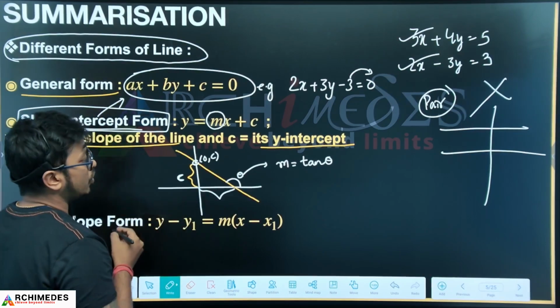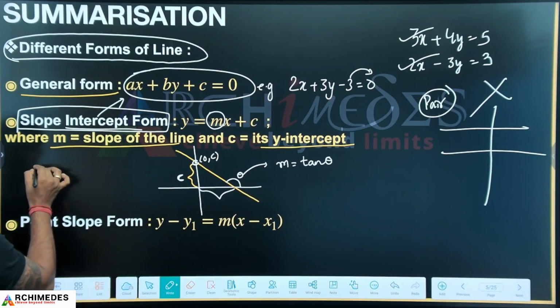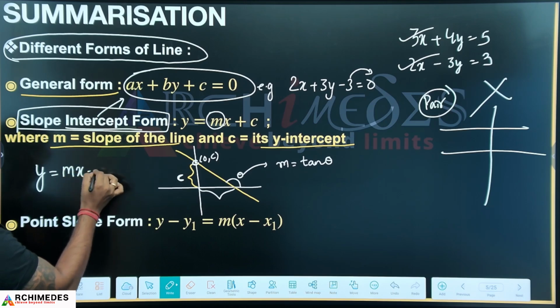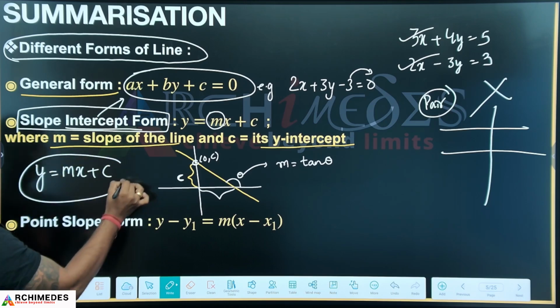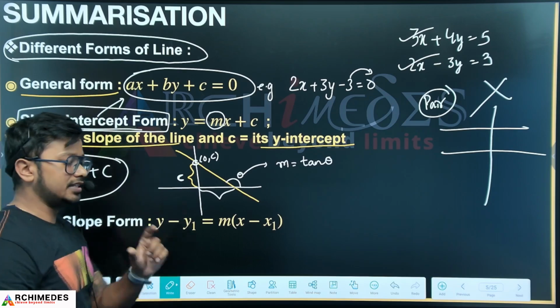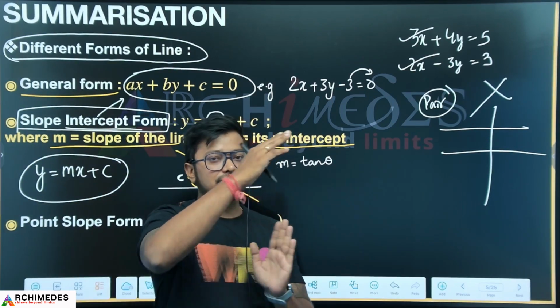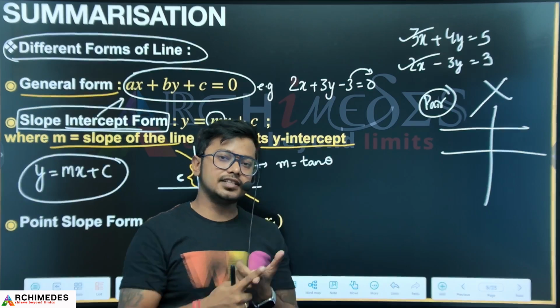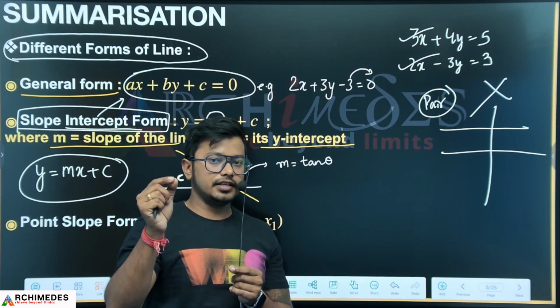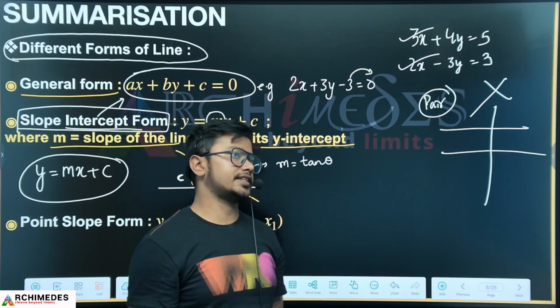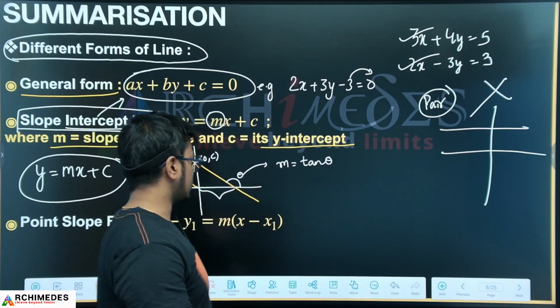Am I clear? So what is the slope intercept form? Slope intercept form is y is equal to mx plus c. But what is c? c is the y-intercept. So what is the intercept? Intercept is that distance where the line cuts the x-axis or y-axis. If it is the x-intercept, then it is the distance from the origin to that point where it cuts the x-axis. Vice versa for the y-axis also, same thing.